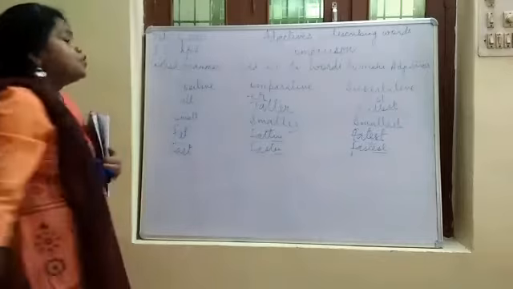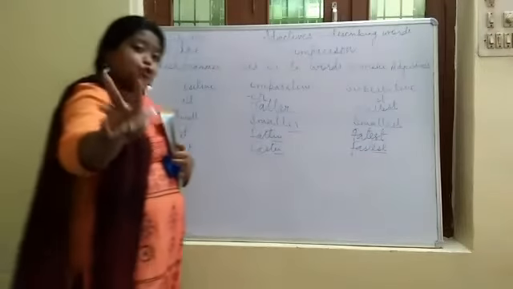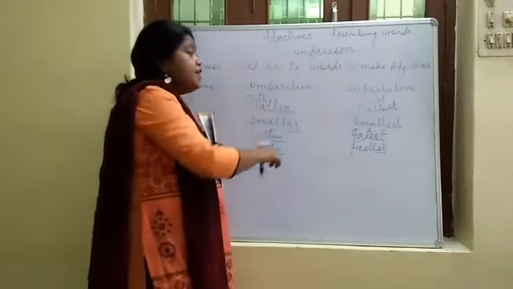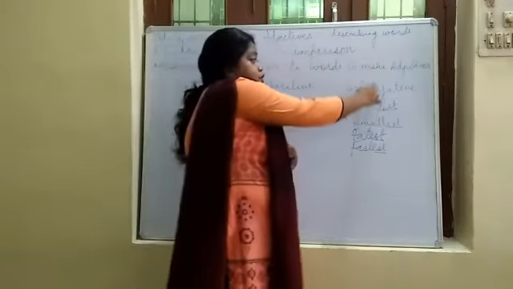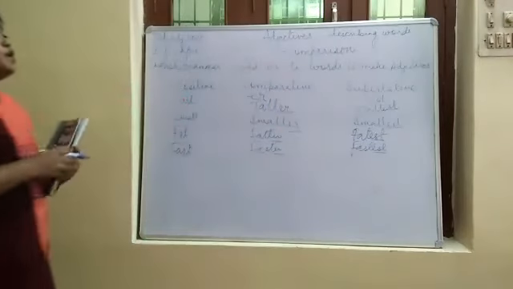So when there is no comparison, it's positive. When there is a comparison between two objects or two elements, it's called comparative, and we add er to the word. And when there is a comparison between more than two words, it's called superlative, and we add est to the word. This is how it works.